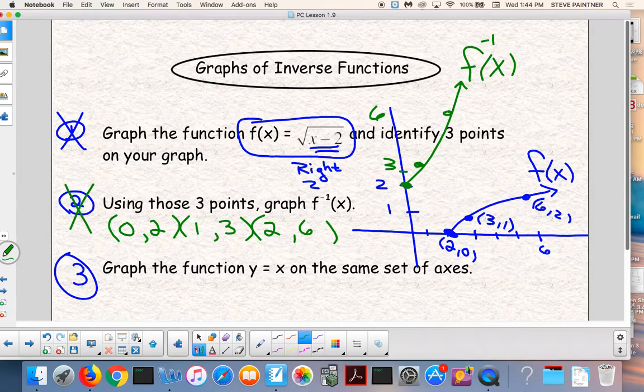That's how you do that today. Whenever they tell you to go graph your inverse, don't graph your inverse first. Graph your function, switch the x's and y's, and then graph the inverse. Okay? Last but not least, number 3.